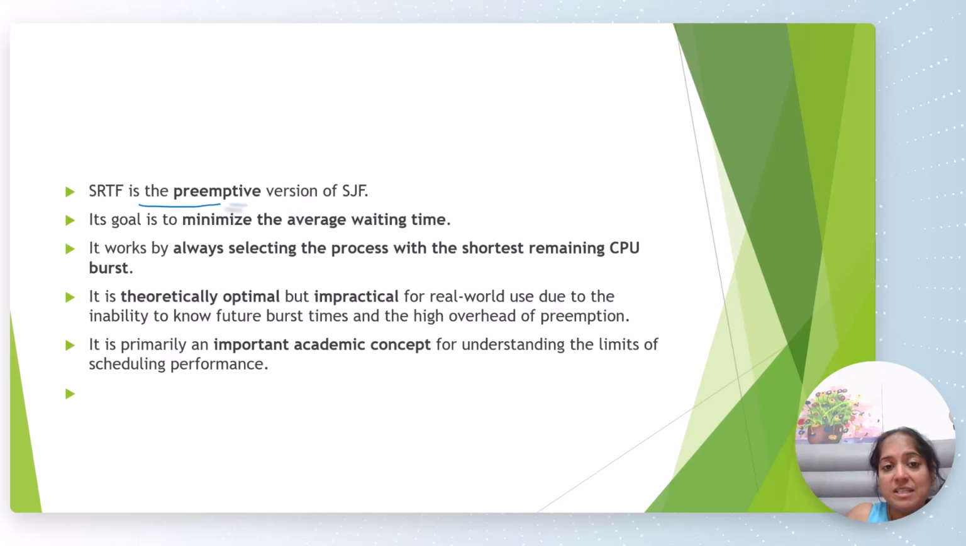Again, SRTF is a preemptive version of SJF. Our goal is to minimize the average waiting time. It always works by selecting the process with the shortest remaining CPU burst. It is basically an academic concept, because we do not know the burst time of the next process which is coming in the queue. So practically it is impossible to know which process will have the lowest burst time.